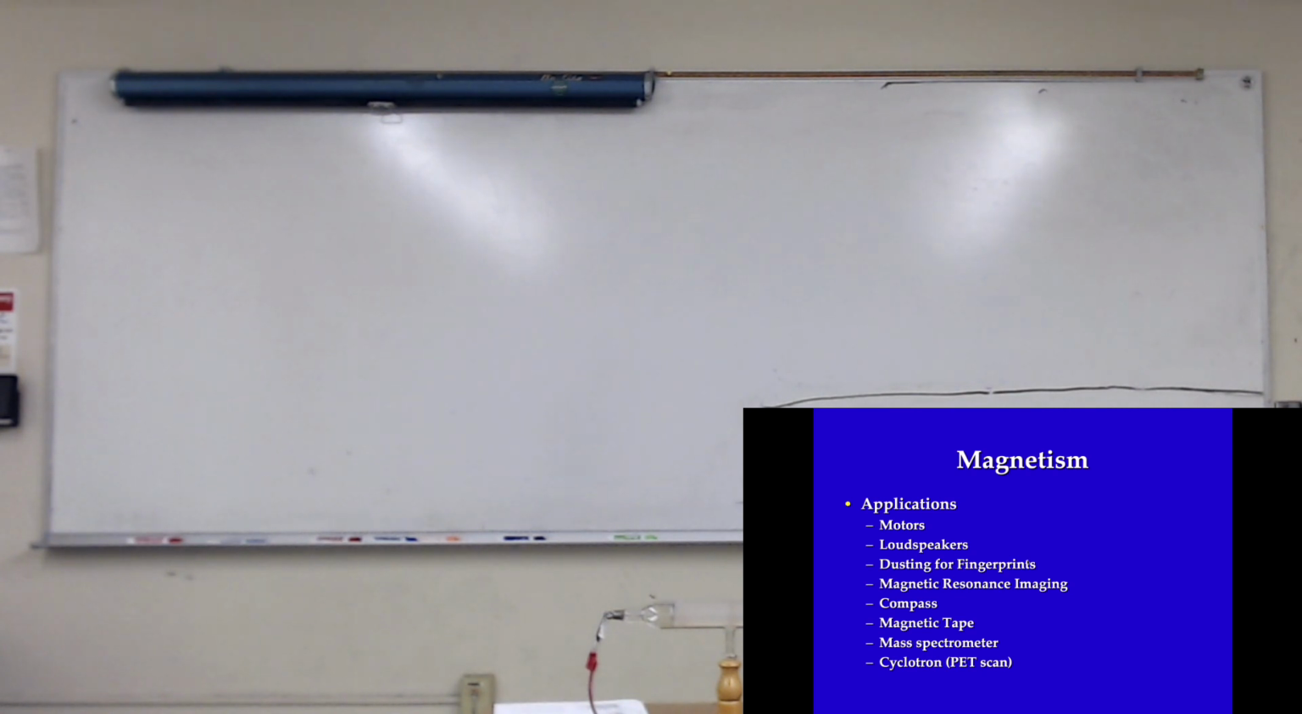These notes are a little bit old, because one of the things on there is kind of old. Motors, you're going to be building a motor this semester. Loudspeakers, testing for fingerprints, MRI. Scientists call it NMR, which means nuclear magnetic resonance. The compass, magnetic tape. In the old days, when you recorded things, it was on magnetic tape. The mass spectrometer. If you've had chemistry, you've probably talked about the mass spectrometer. And the cyclotron. And there are a lot of other applications.